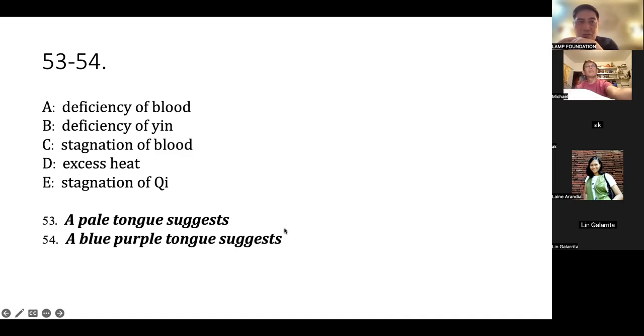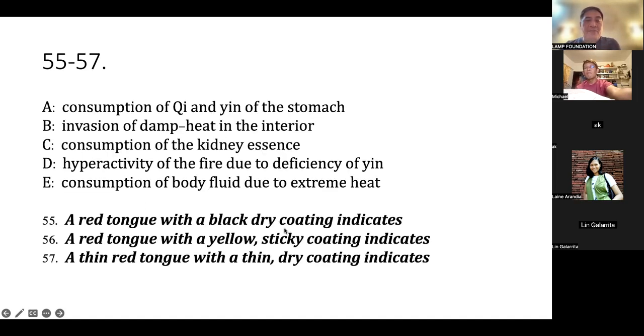Okay, what about deficiency of yin? Deficiency of yin, peeled tongue or with coating with no root. Okay. Excess heat, anong kulay ng tongue? Dark red po. Stagnation of qi. Purplish. Are you sure? Ay, ano nga ba? Hindi pa siya purplish. Blood stagnation yun. Oo nga. Actually, parang normal din siya. Okay. Thank you po. Number 55 to 57.